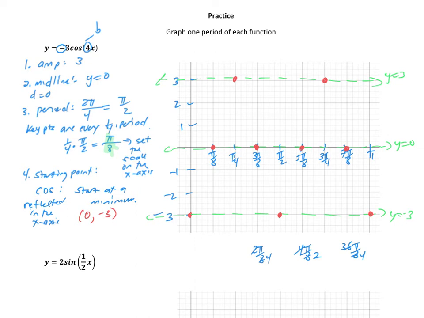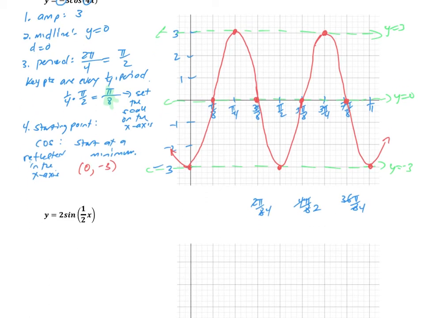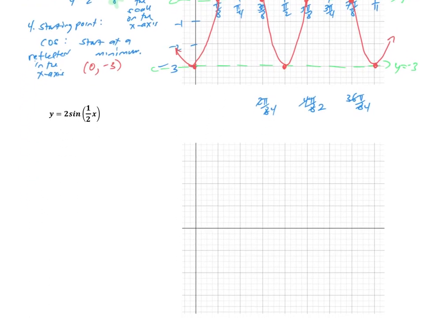And now I'm going to sketch these, making nice smooth curves with the proper concavity. And I'm going to put arrows at the ends to show that this graph does indeed continue on forever. And that's a graph of y equals negative 3 cosine 4x. Now we're going to do 1 more graph. So you can follow along with me or try it on your own and then check your work afterwards.